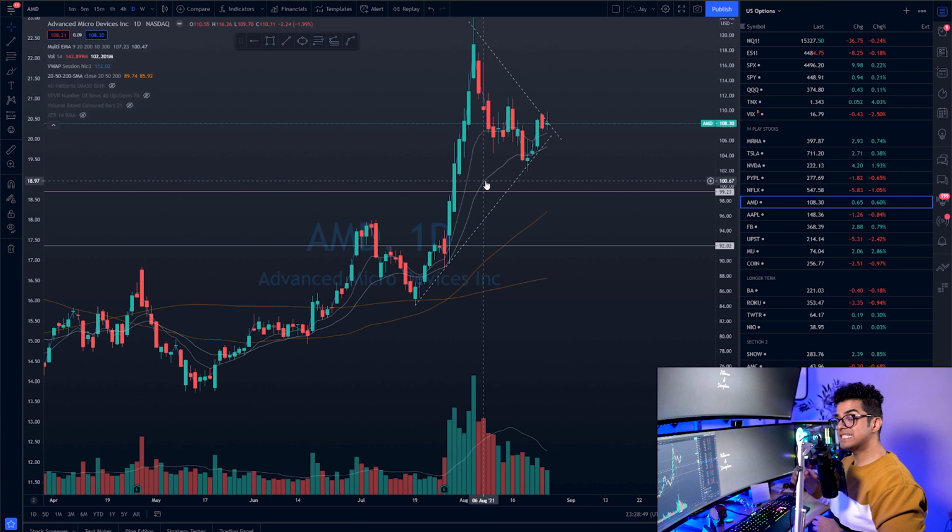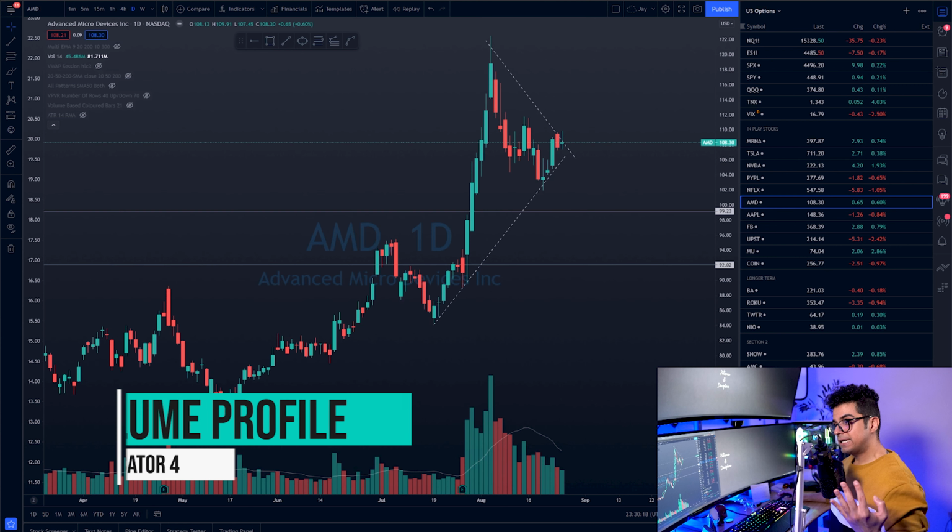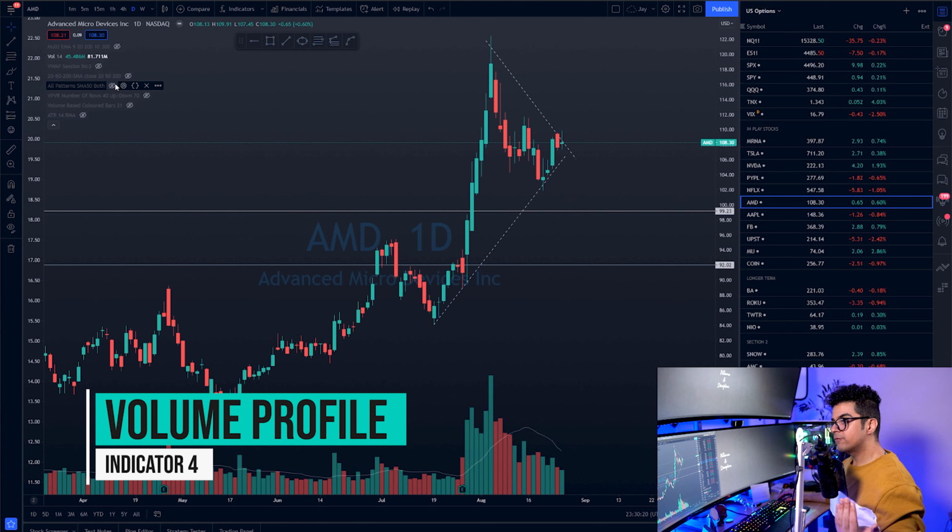So I use these SMAs, simple moving averages, as strong support and resistance on higher time frames, and I use exponential moving averages intraday to see if a trend is still holding or not. The fourth indicator that is a very important indicator for me to look at on the higher time frame is the volume profile.